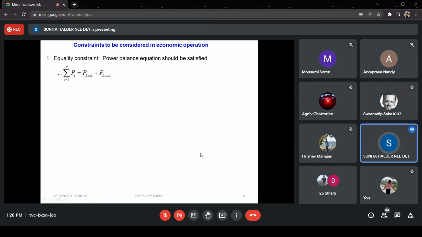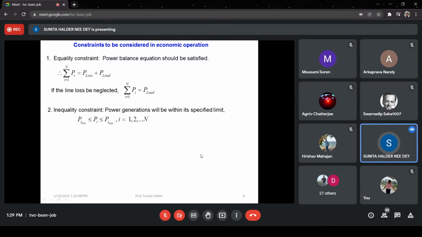In these third year classes, we shall not consider any loss. So if loss is neglected, then generation should be equal to load. Whatever economic generation schedule we find out, this condition should be maintained. The summation of all generations must be equal to load.